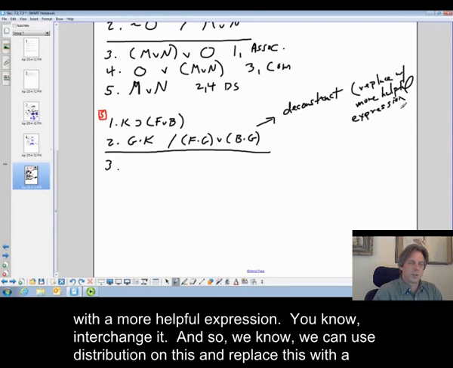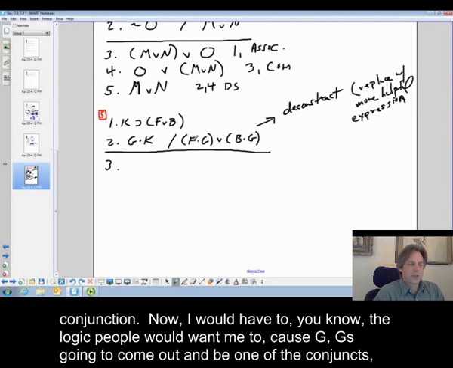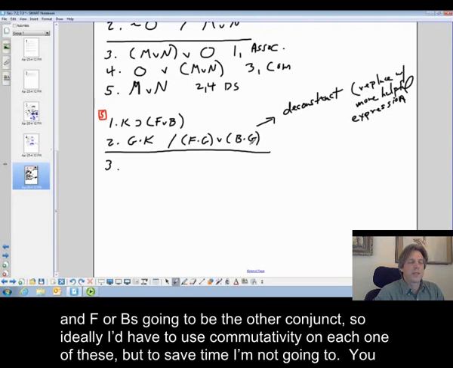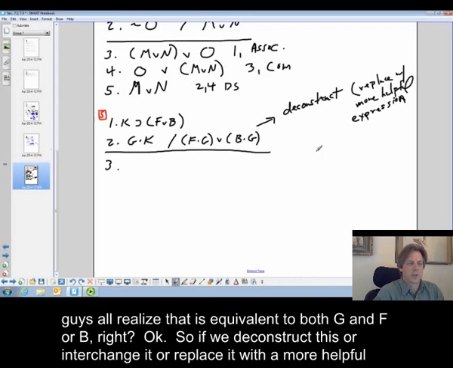You know, interchange it. And so we know we can use distribution on this and replace this with conjunction. Now, the logic people would want me to, because G is going to come out and be one of the conjuncts, and F or B is going to be the other conjunct. So ideally, I'd have to use commutativity on each one of these. But to save time, I'm not going to. You all realize that that is equivalent to both G and F or B, right?